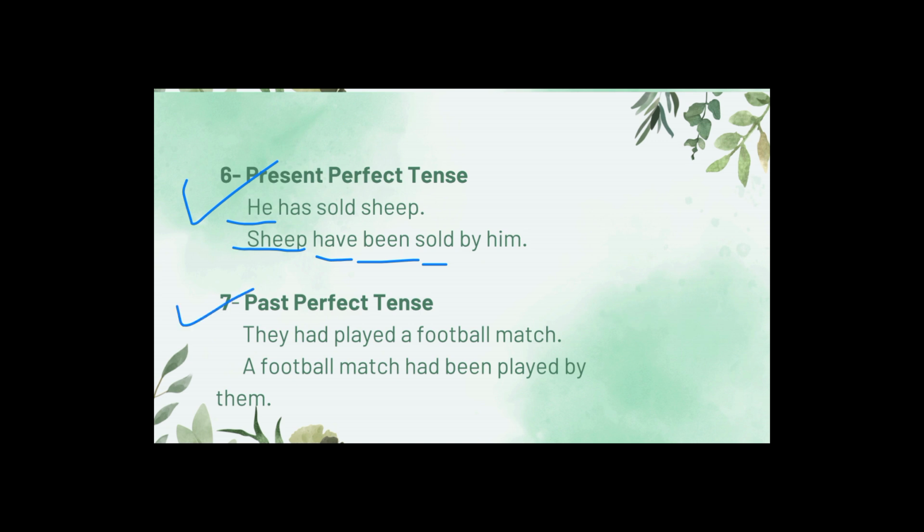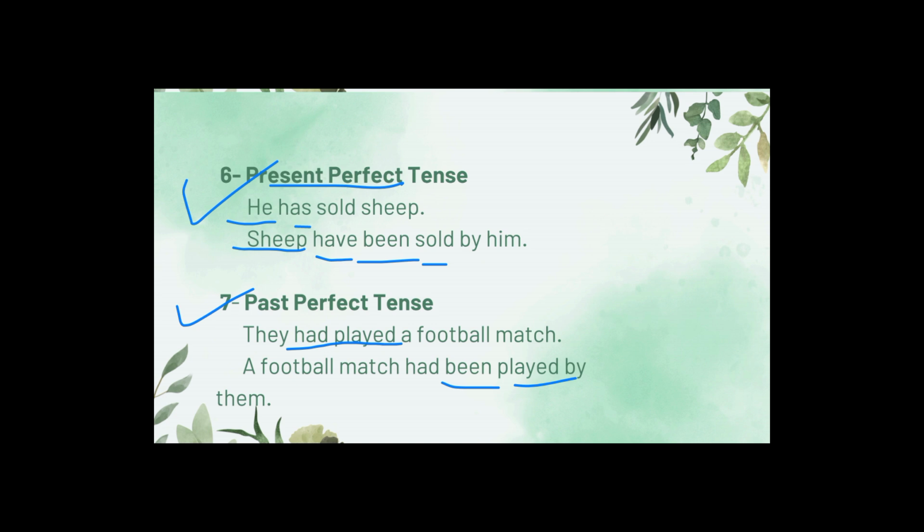Next tense is the past perfect tense. They had played a football match. As in the present perfect we use has or have plus third form of the verb, in the same way in the past perfect we always use had plus third form of the verb. So here also, a football match had been. You will add been plus third form of the verb. So in this way, these are the certain changes that we do when we change from active to passive voice.